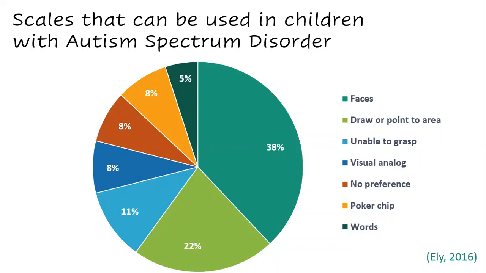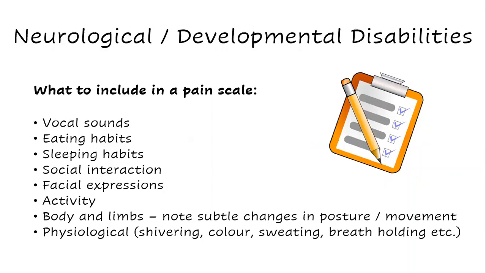Children with neurological or developmental disabilities are also often neglected with regards to pain management. Again, we should never generalize, and aspects to include in a pain scale are vocal sounds, eating habits, sleeping habits, social interaction, facial expressions, activity, and the body and limbs. Also note subtle changes in posture and movement. Physiologically, it's also important to look out for shivering, color, sweating, breath holding, etc. And as you can see, these are all things that can differ greatly amongst children.